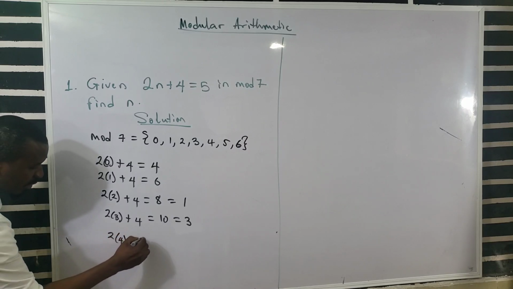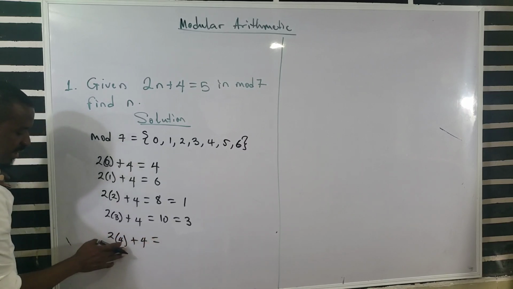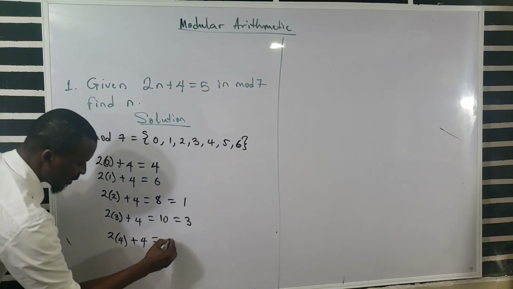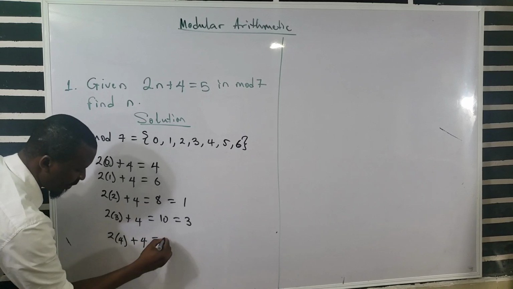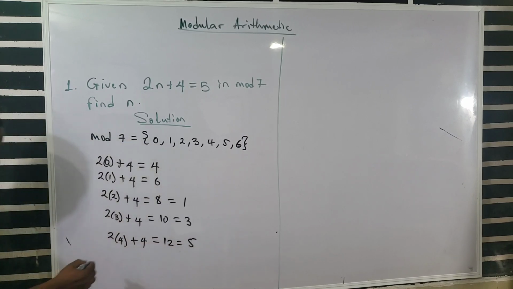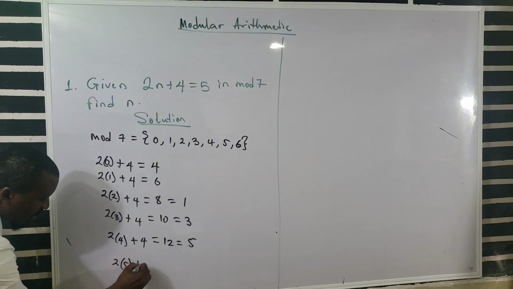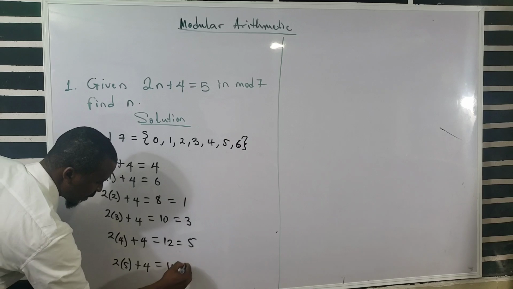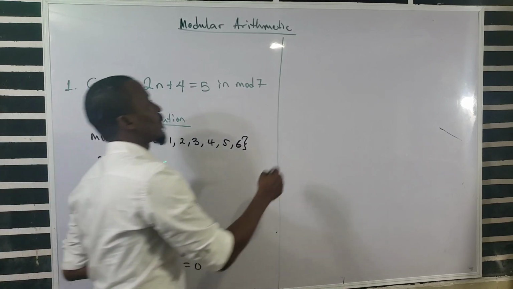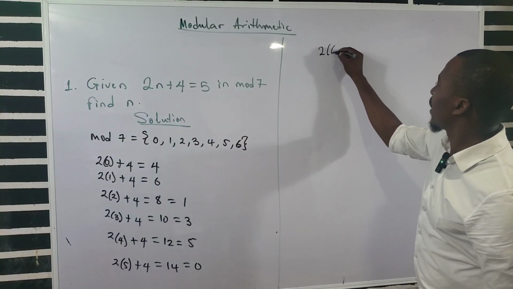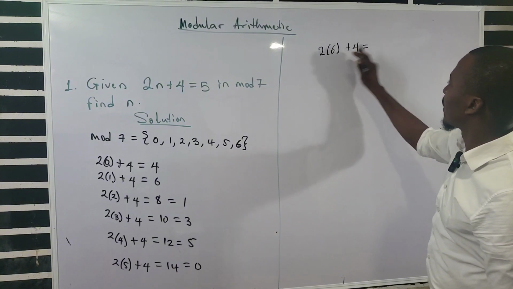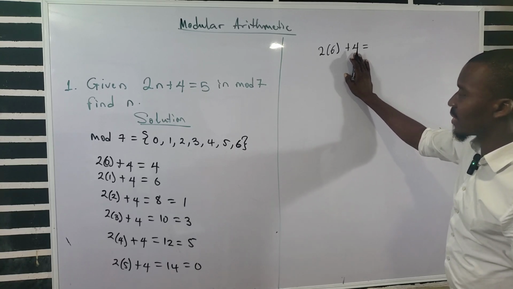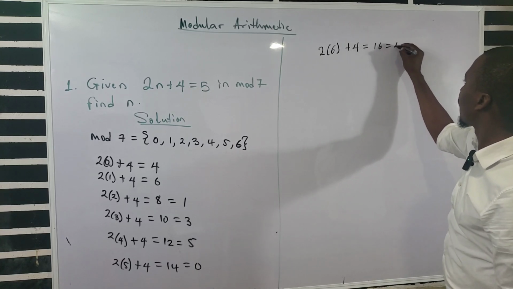2 times 4 is 8. 8 plus 4 will give us 12. 12 in modulo 7 will give us 5. So let me write the number first. 2 times 5 plus 4 will give us 14. 14 in modulo 7 will give us 0. 2 times 6 is 12, plus 4 is 16. 16 in modulo 7 will give us 4.